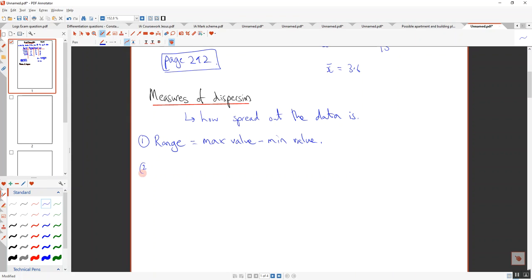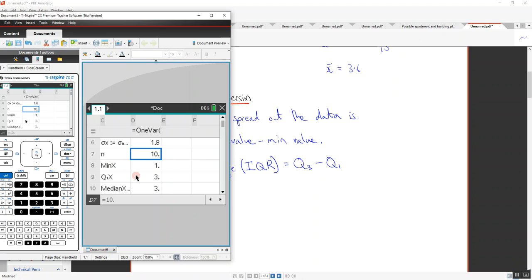The second one is the interquartile range, which we denote by IQR. How do we work out the interquartile range? It's the upper quartile minus the lower quartile. So Q3 minus Q1. Again, on your calculator, you're told what Q3 and Q1 are, so you don't even need to work these quartiles out.